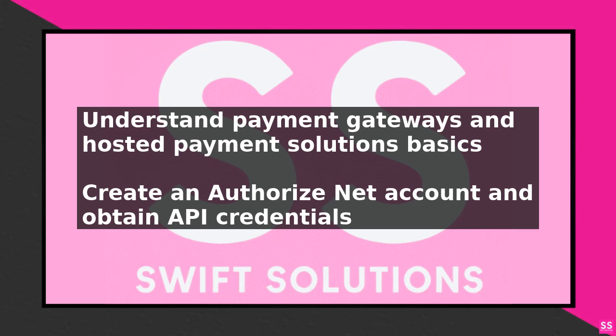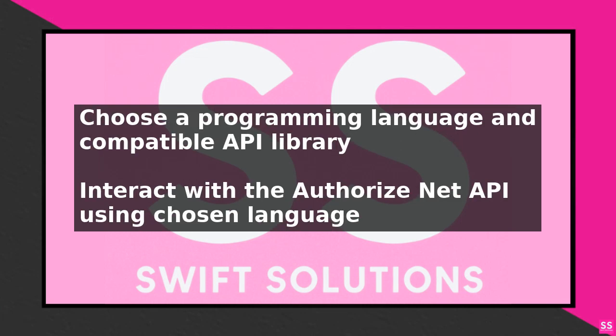First, create an Authorize Net account and obtain an API login ID and transaction key. These credentials will be used to authenticate your API requests. Next, choose a programming language and a compatible API library to interact with the Authorize Net API.